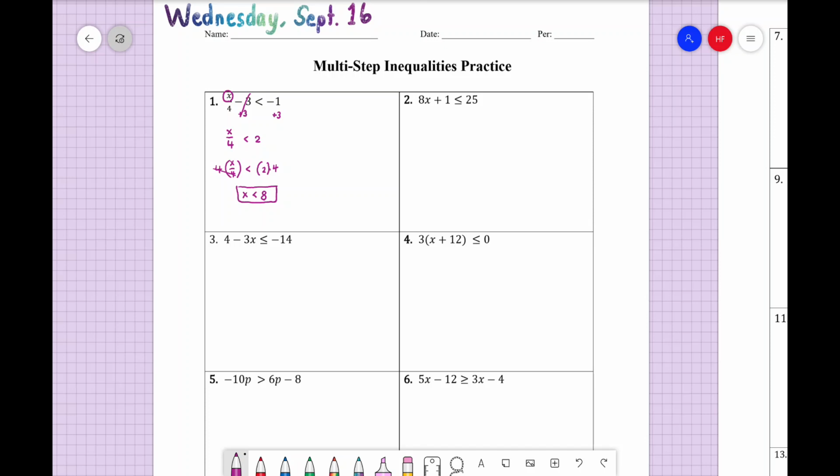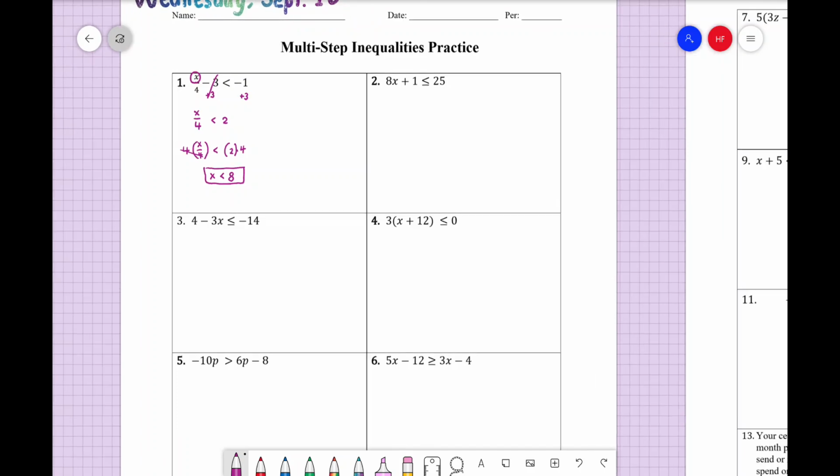Number 2, we've got 8x plus 1 is less than or equal to 25. So I am going to move that constant over. 8x less than or equal to 25 minus 1 is 24. And then I'm going to divide out that coefficient. And I get x is less than or equal to 24 divided by 8 is 3. So x is less than or equal to 3.